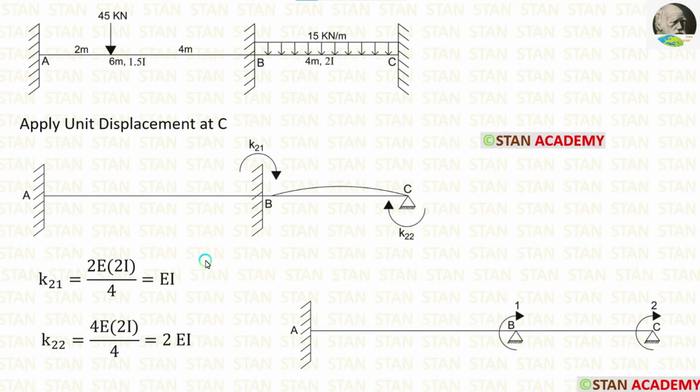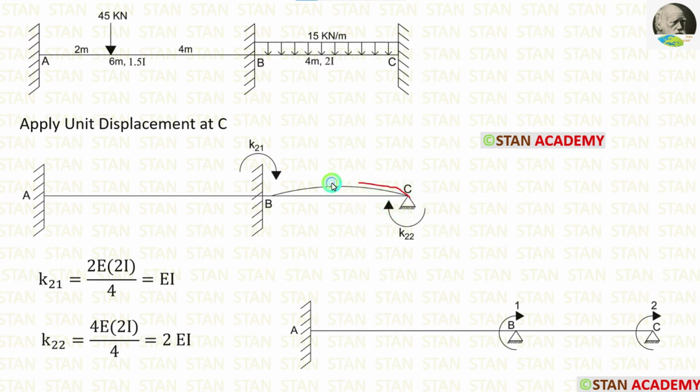In the stiffness matrix, we have made the first row. Now let us make the second row. For that, we have to apply the unit displacement in the second coordinate, that is the point C. In the point C, we are having a fixed support, but when we apply the unit displacement, it is no longer a fixed support, it becomes a hinged support.